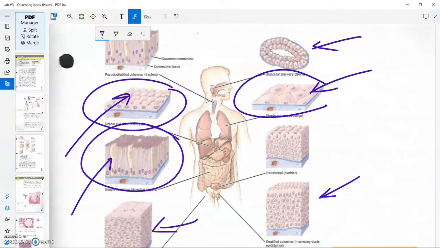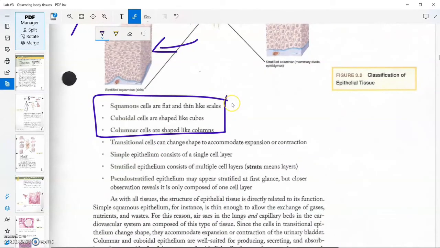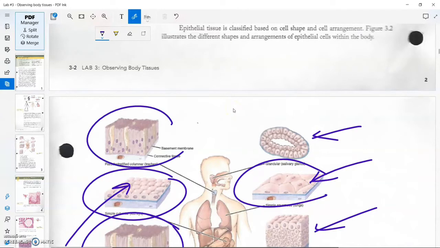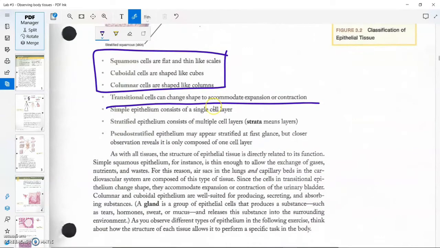Some of the unique structures: transitional epithelium. In this case, cells can accommodate stretch. Pseudostratified epithelium: although it is a single layer of cells, it may appear like two layers. So I try to connect nuclei with these lines.